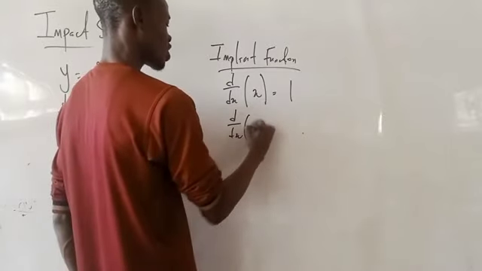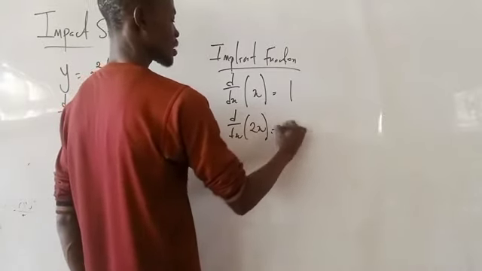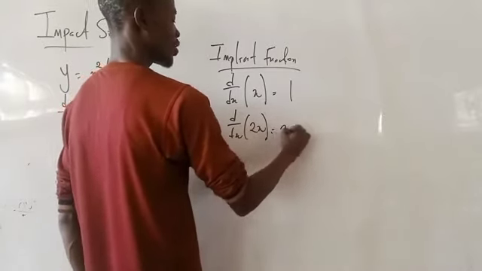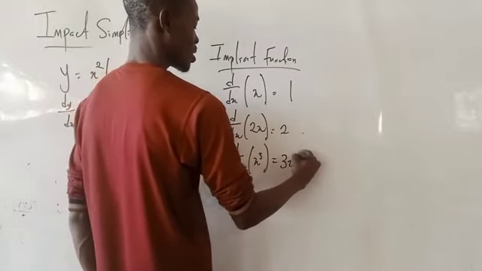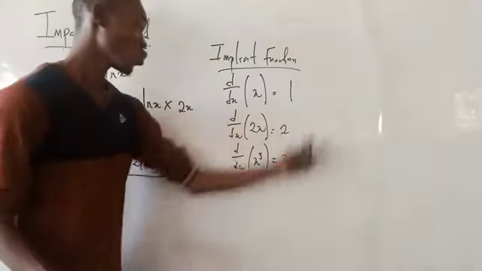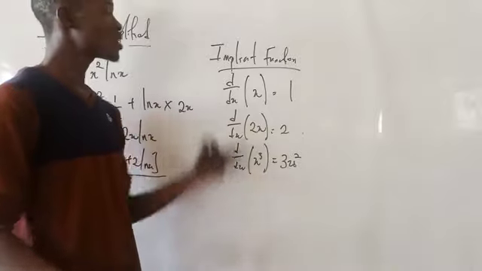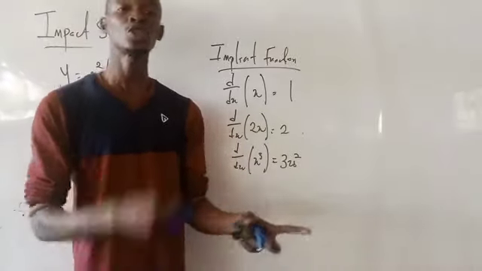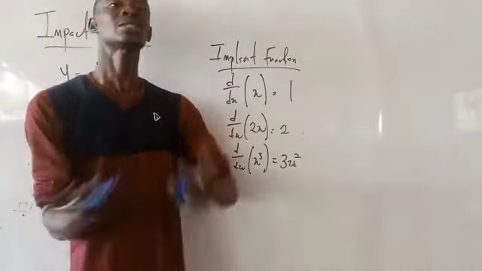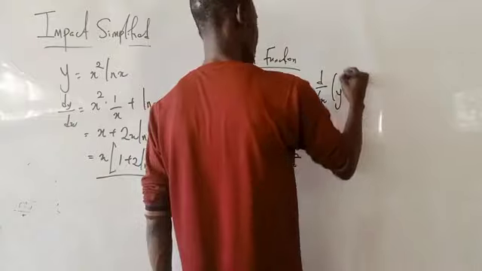If you differentiate 2x, what is the answer? We have it as 2. Now, if you differentiate x cubed, what is the answer? We have it as 3x squared. Wow, we know this before. But now, under the implicit function, your x can stand alone, your y can stand alone, your x and your y cannot stand alone. Now, let us look at the differential of y.